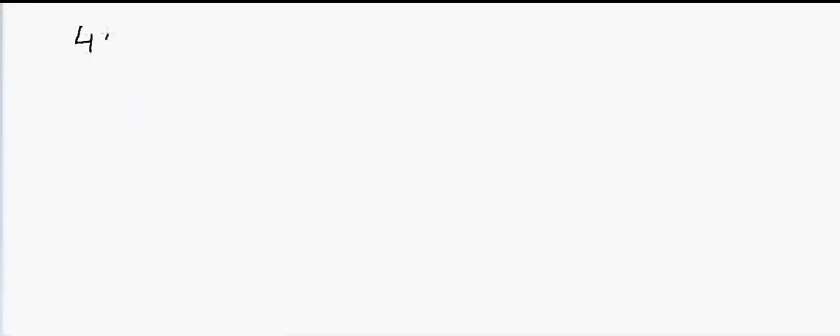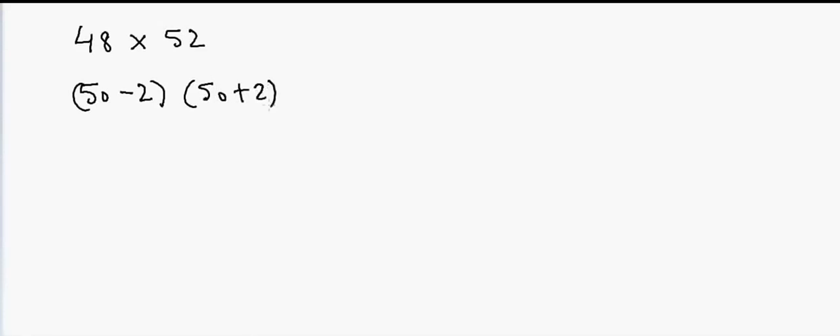Hi everyone, in this video we'll talk about another math trick which can be used for faster calculation. For example, suppose I have to multiply 48 and 52, so how will I do that? If you look at it carefully, these numbers are symmetrical around 50. So this can be written as 50 minus 2 and 50 plus 2.